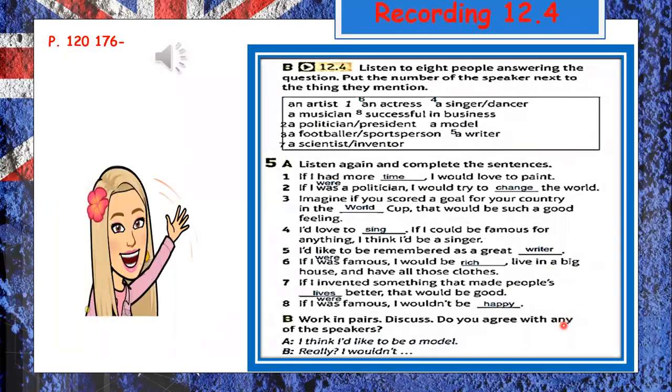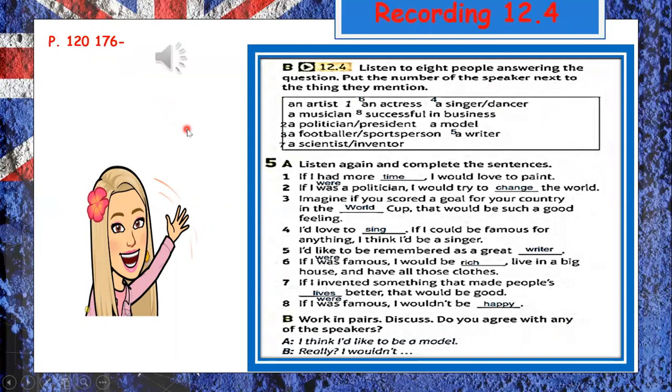So listen to eight people answering the questions. Put the number of the speaker next to the thing they mention. So we have different jobs, and please go to page 176 to read the transcription. Go ahead.